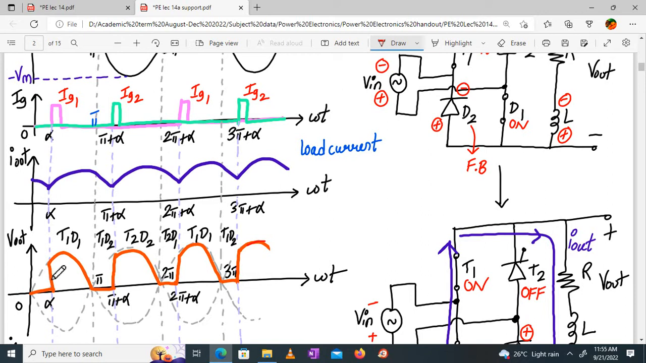Acha, tell me which are the freewheeling periods in this section. Pi, 0 to alpha, pi to pi plus alpha, 2 pi to 2 pi plus alpha. These are freewheeling periods. Freewheeling period में input source current is 0, output voltage is 0. What about the conduction period? Alpha to pi, pi plus alpha to 2 pi, 2 pi plus alpha to 3 pi. These are conducting periods. Okay?